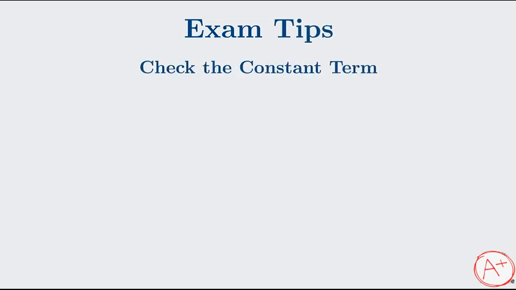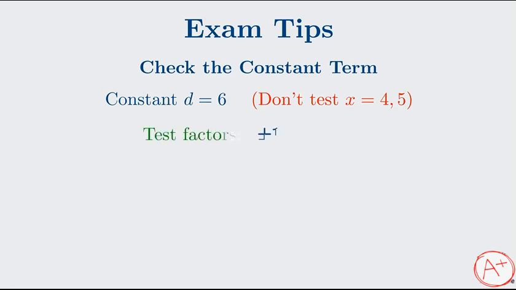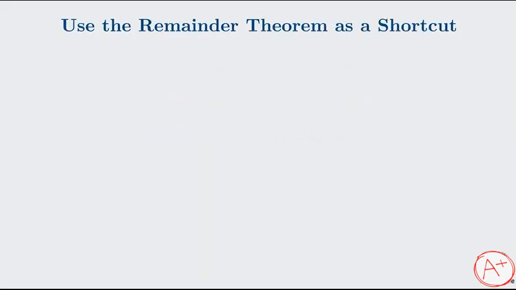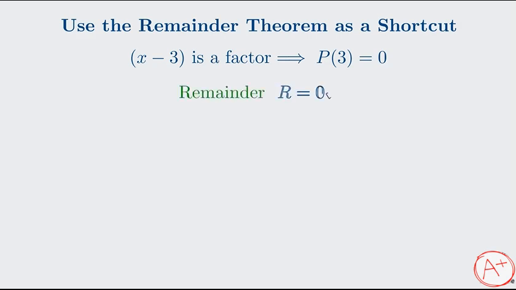To secure those top marks in your IGCSE exam, keep these professional tips in mind. When performing trial and error for the first root, only test factors of the constant term d. If the constant is 6, don't waste time testing x equals 4 or x equals 5. Stick to 1, 2, 3, and 6. You can quickly verify your division is correct by using the remainder theorem. If x minus 3 is your factor and your division gives a remainder, you've made a mistake. A 0 remainder is your green light that you're on the right track.